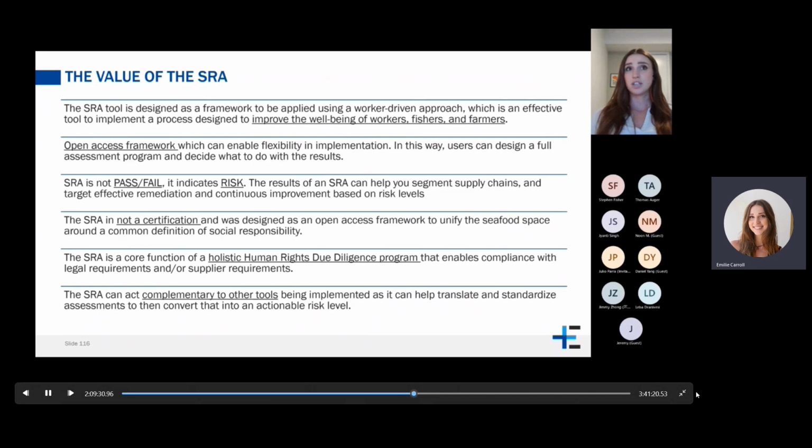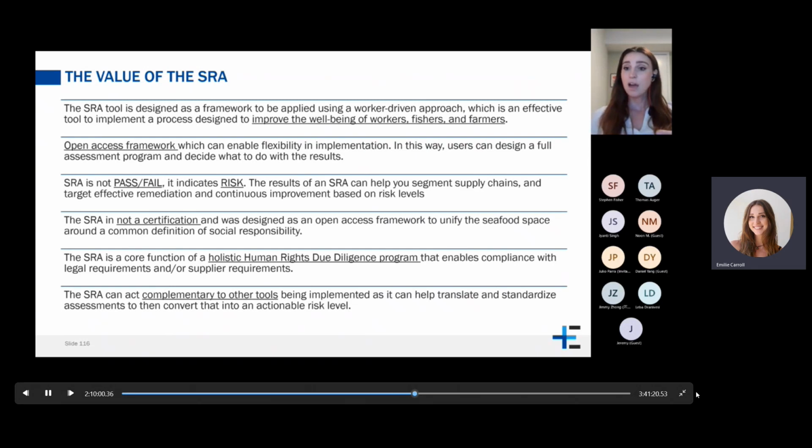The SRA is a core function of a holistic human rights due diligence program. If you think about it, the assessment stage is really key to a human rights due diligence program. So using this framework to build your human rights due diligence process off of can be a really valuable tool. And last but not least, the SRA can act very complementary to other tools that are being implemented. It can also help to translate and standardize assessments to then convert them into an actionable risk level.